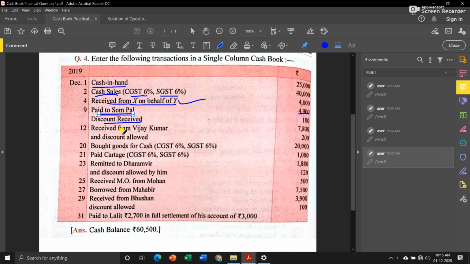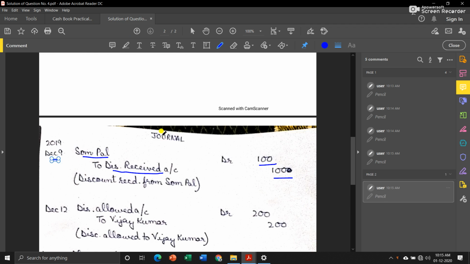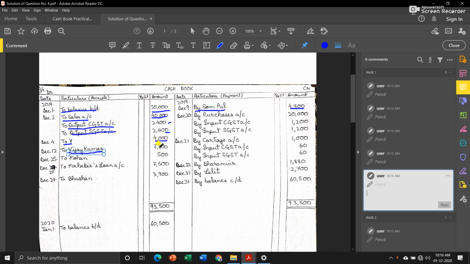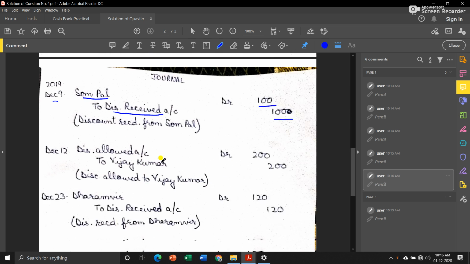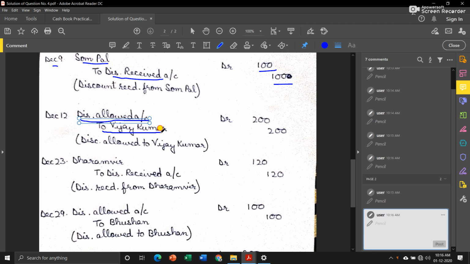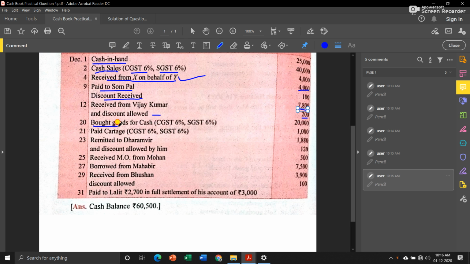Now let us see the next transaction. On December 12, we received 7,800 from Vijay Kumar and we allowed him a discount of rupees 200. So for this 7,800 received, we will write it in the cash book, and for this discount allowed we will pass one journal entry. Now let us see the cash book transaction. Since we received money, we will write it on the receipt side by writing "To Vijay Kumar" rupees 7,800, and for that 200 of discount allowed, we will pass one journal entry by writing discount allowed account debited to Vijay Kumar by rupees 200.